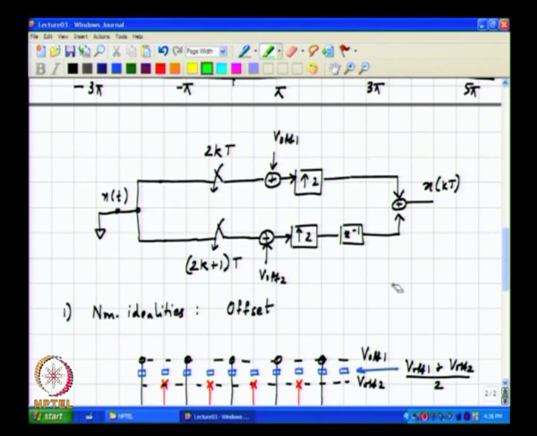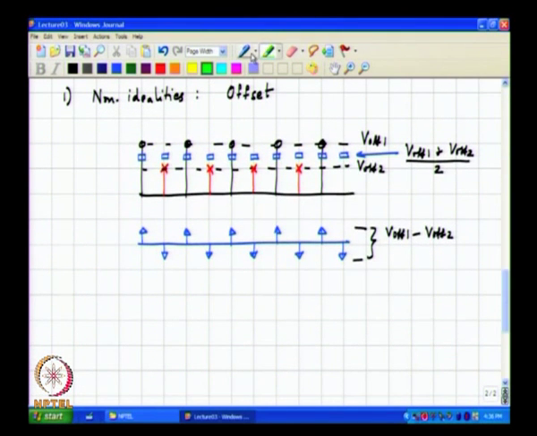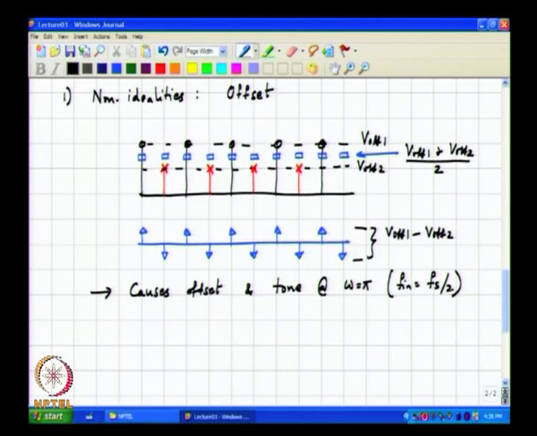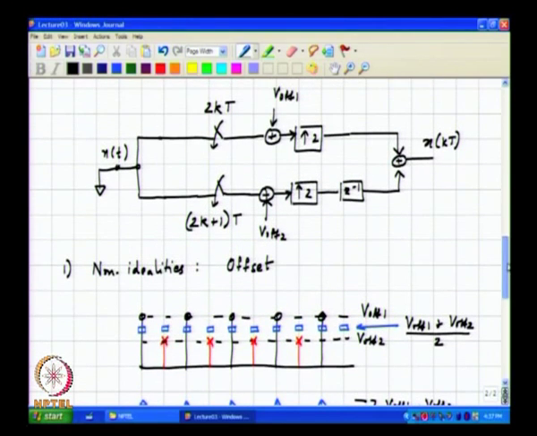Okay. Now, if the input was not 0, what do you think will happen? So, this causes offset and a tone at omega equal to pi, which corresponds to f in equal to fs by 2. Okay. Now, let us discuss what happens when, apart from the offsets, there is a regular input coming into the time interleaved sampling system. What do you think will happen?